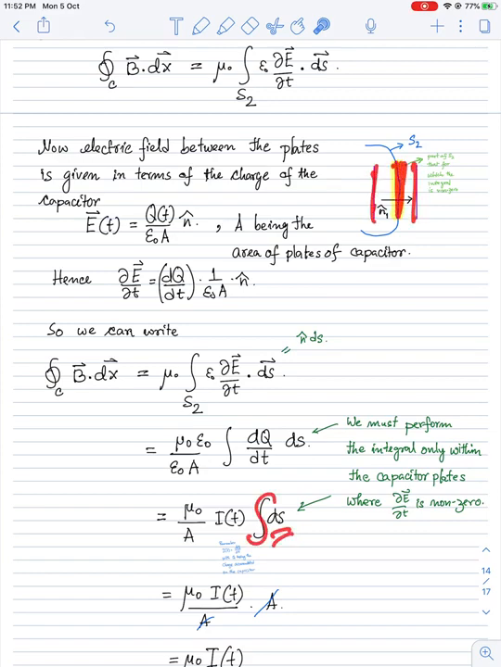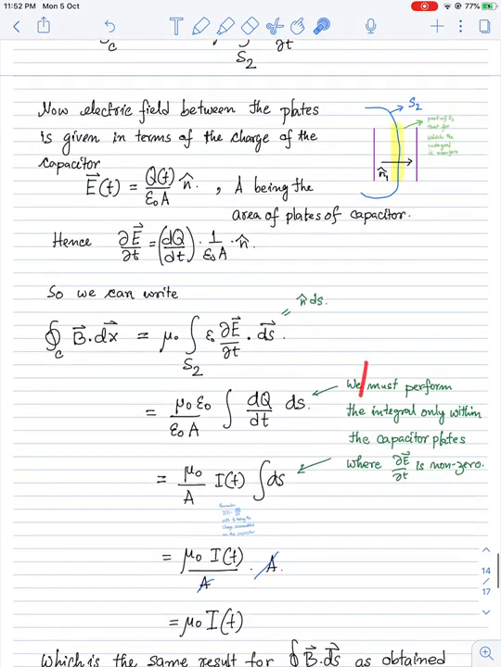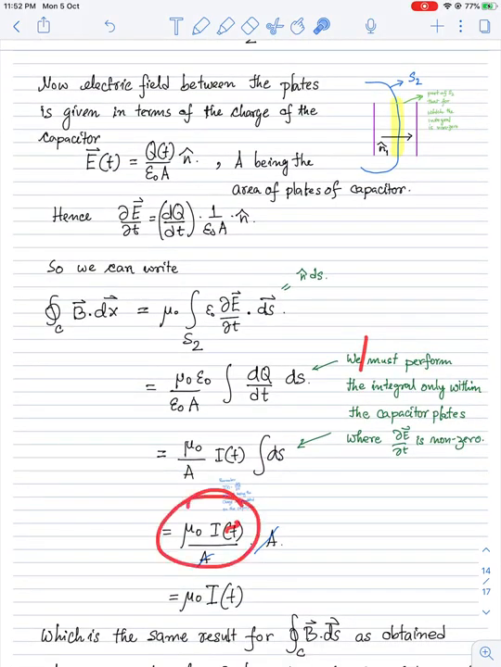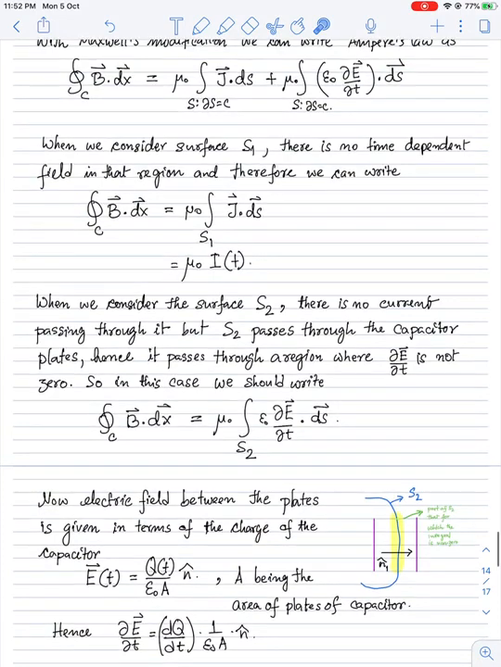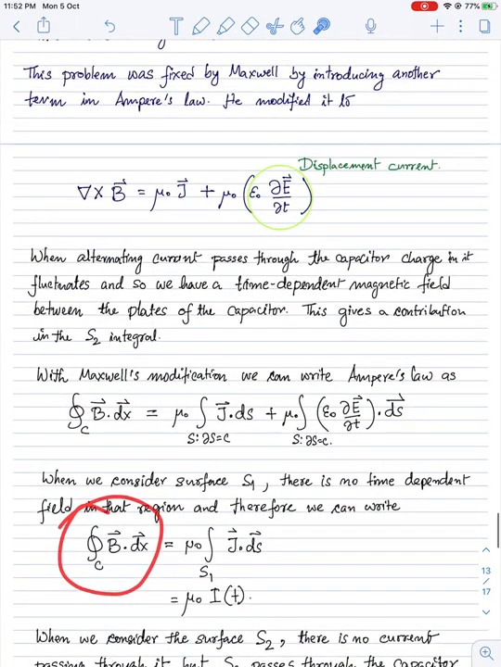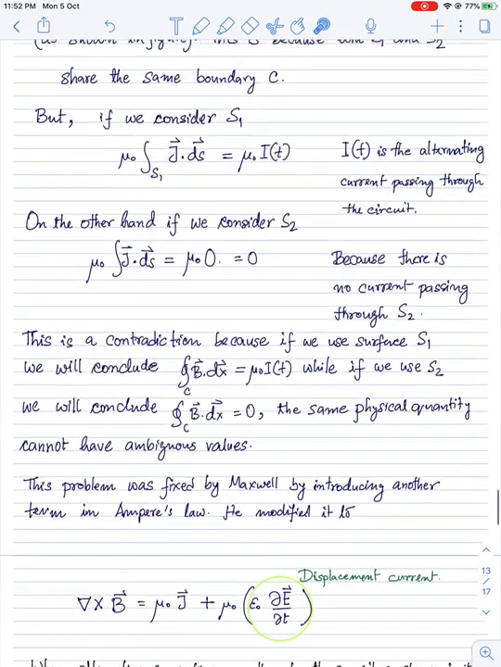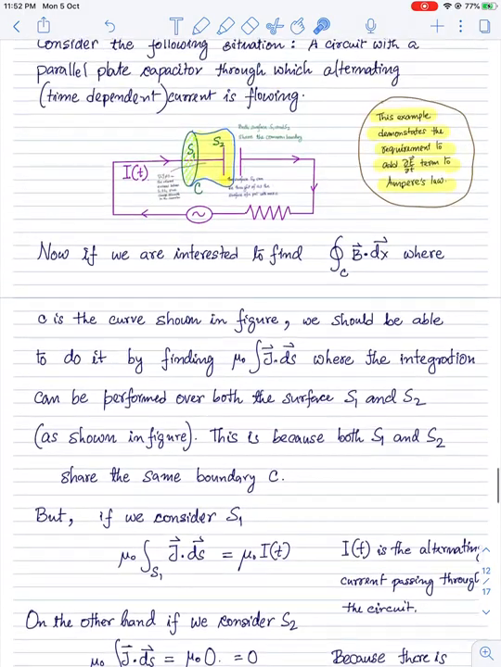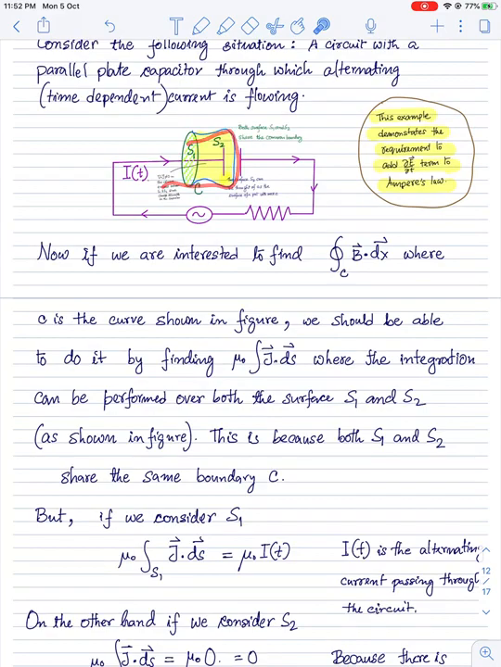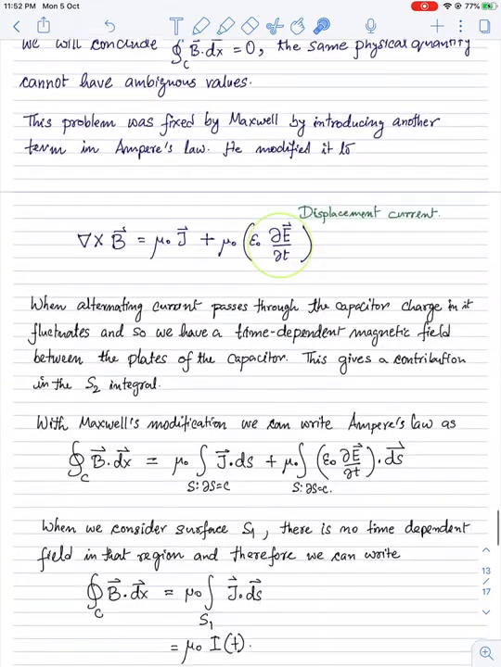So this dq dt is the current which is flowing through the surface, and this integral is over the part of the surface inside the capacitor only. So this gives me the total area, and this area cancels from the numerator and denominator here, and that leaves me with mu naught times current, the same expression as I got when I integrated the current on surface S1.